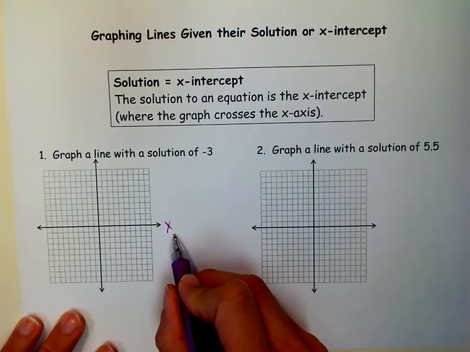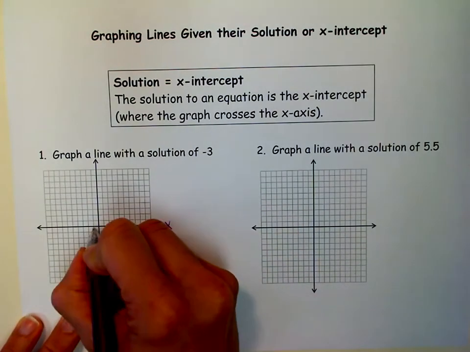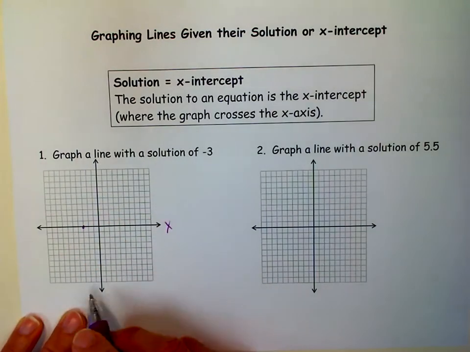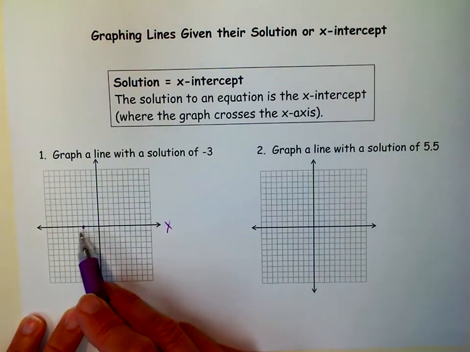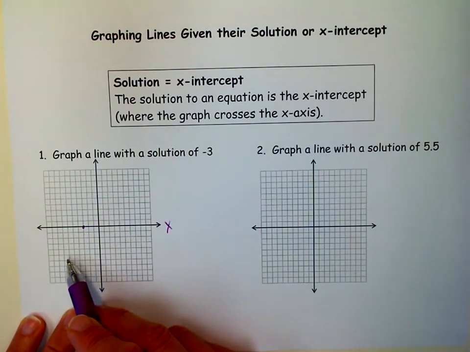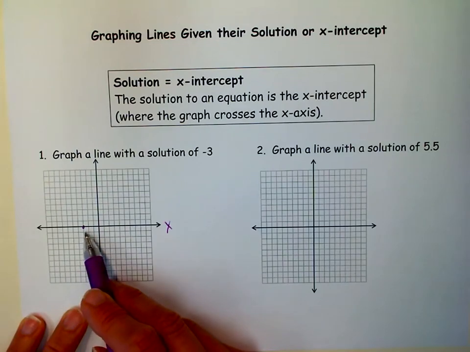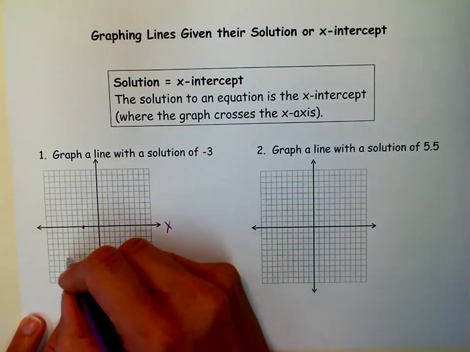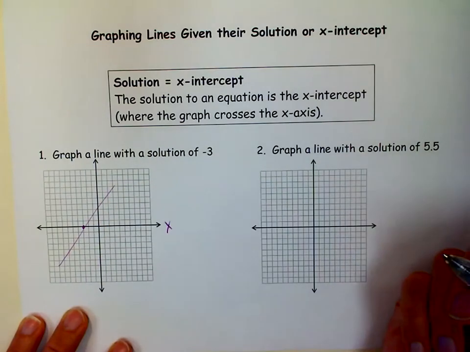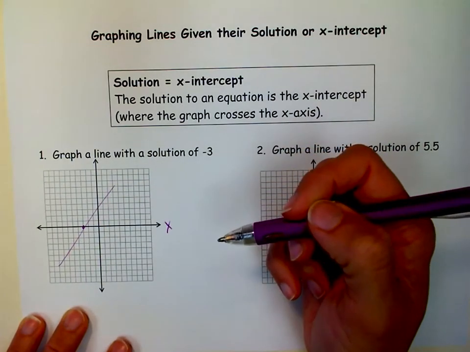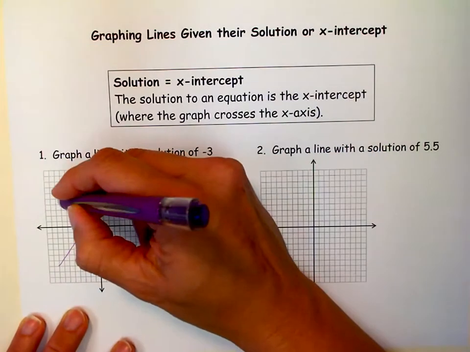Remember, this is my x-axis. So if I know it has an x-intercept of -3, -3 is right there. So I know my line has to go through that point. Now there are an infinite amount of lines that have an x-intercept of -3, and if you're just graphing lines that have a solution of -3, it wouldn't matter what you did.